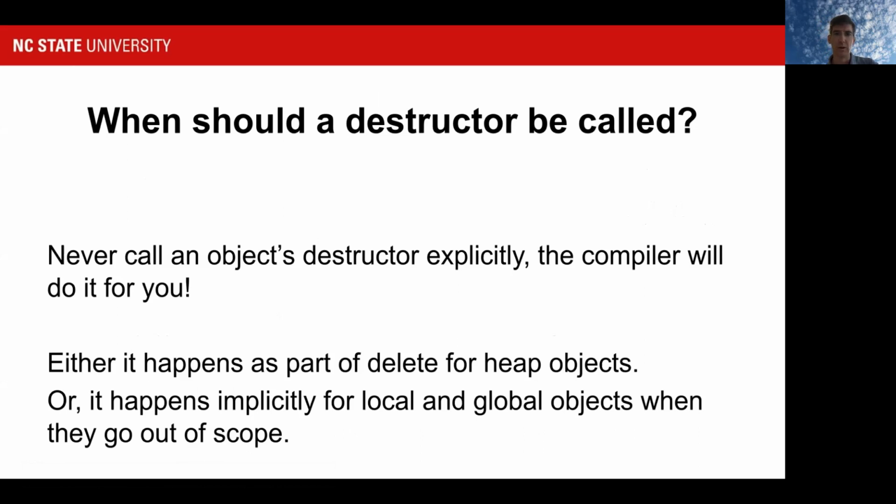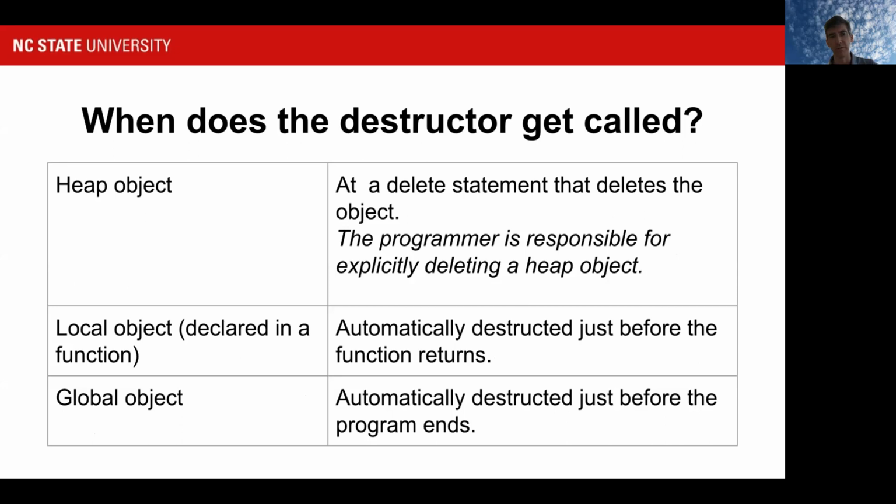Okay, so when should we call a destructor member function? Well, we should never call a destructor explicitly. You're never going to write out code with a tilde in front of it. Never do that. Instead, let the compiler always do it for you. It either happens as part of a delete call, or it happens implicitly for local and global objects when they go out of scope. For example, if I have a heap object, then add a delete statement that will delete the object. Of course, it is the programmer's responsibility to call delete eventually on any object in the heap.